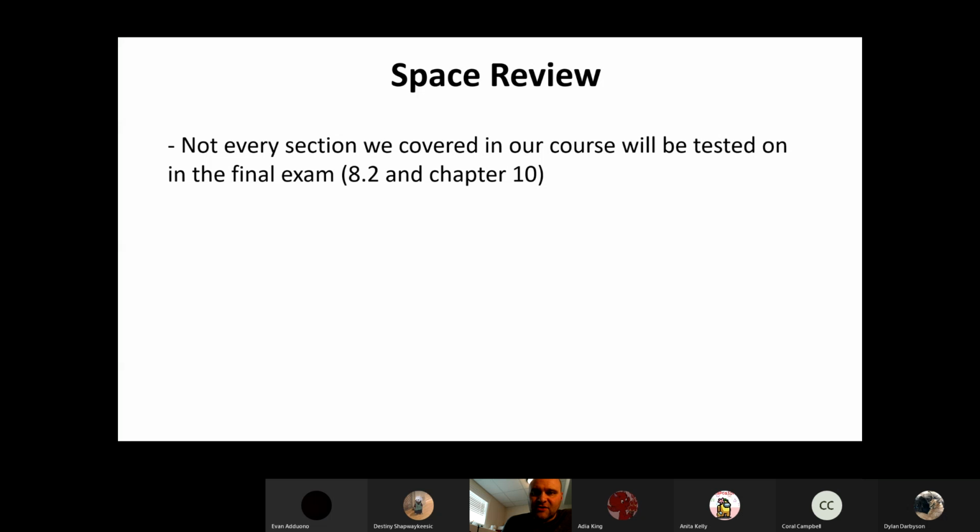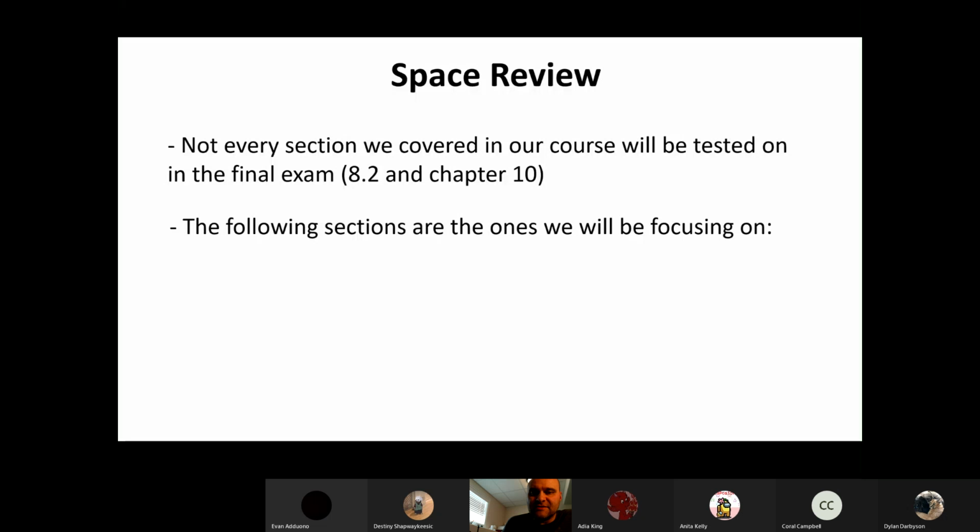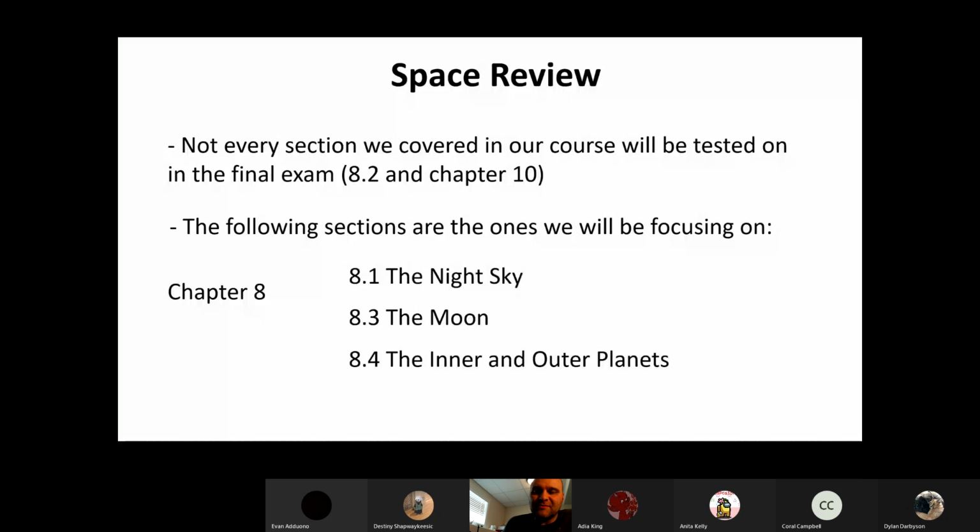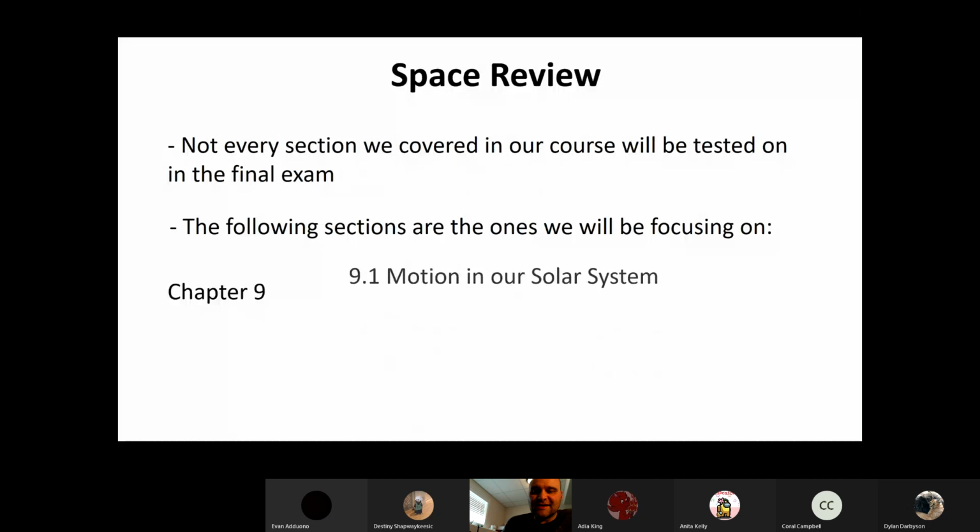Now, as I mentioned, not every section that we went through is going to be tested on. I cut a couple out. So 8.2 is about the telescopes. I cut that out. And I also cut out the stuff on people going into space. That was our chapter 10 stuff, so don't worry about that. So the sections you will need to know, and there actually ends up only being 6 of them. Firstly is the night sky, then the moon, the inner and outer planets. That'll be a major focus for us. Stars, our sun, galaxies. I guess there's more than 6. Motion in our solar system, and the seasons.